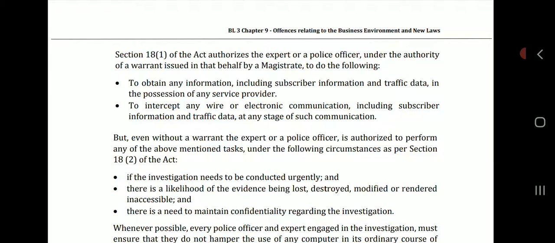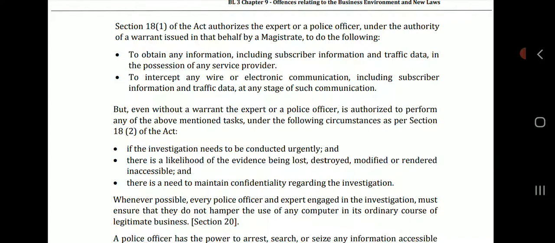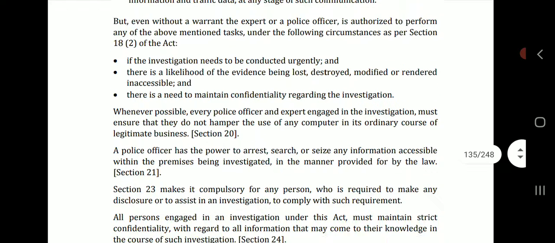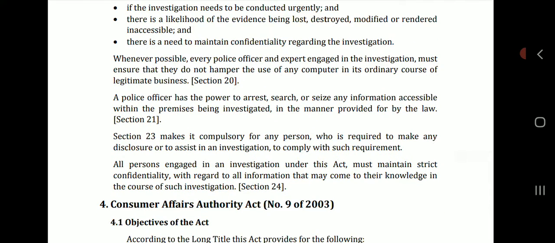Section 18(1): the act authorizes an expert or police officer, under the authority of a warrant issued by the magistrate, to obtain any information or to intercept any wire or electronic communication. But even without the warrant, an expert or police officer is authorized to perform any of the above mentioned tasks under certain circumstances as per section 18(2).